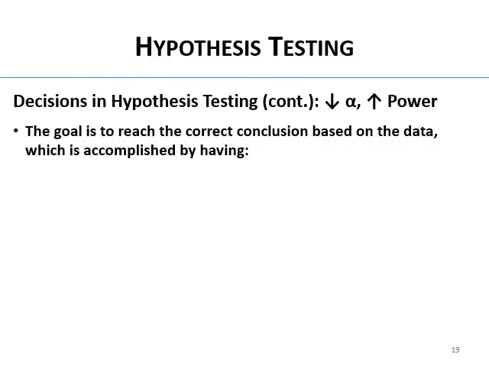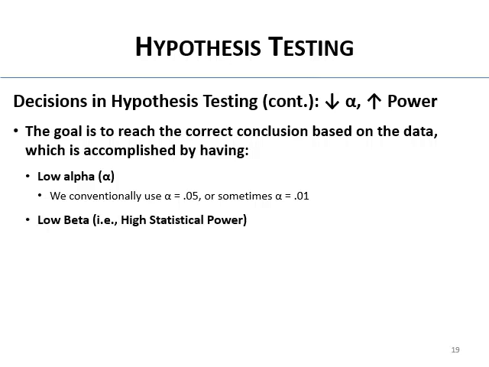The goal in your study is to reach the correct conclusion based on the data, okay? So the goal is not to reject the null. The goal is to reach the right conclusion. We're trying to be scientists here, right? Not just write exciting papers. So how do you reach the right conclusion? Well, you have low alpha, and we typically use alpha of 0.05. Occasionally we use 0.01. We will occasionally in this class as well. That means there's a 5% chance of making a type 1 error.